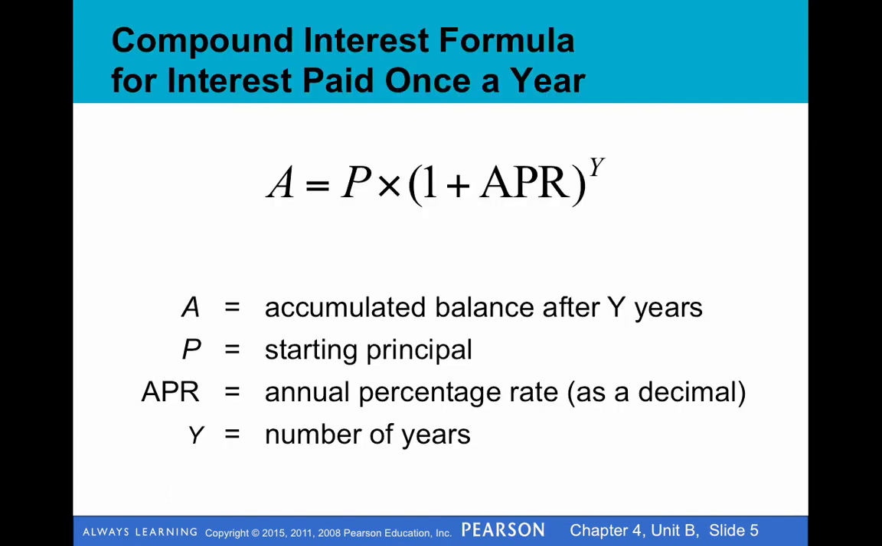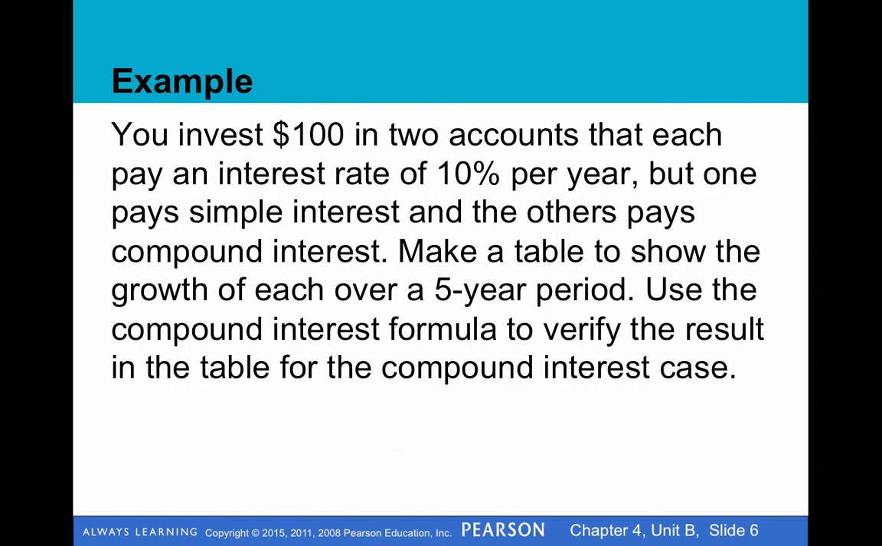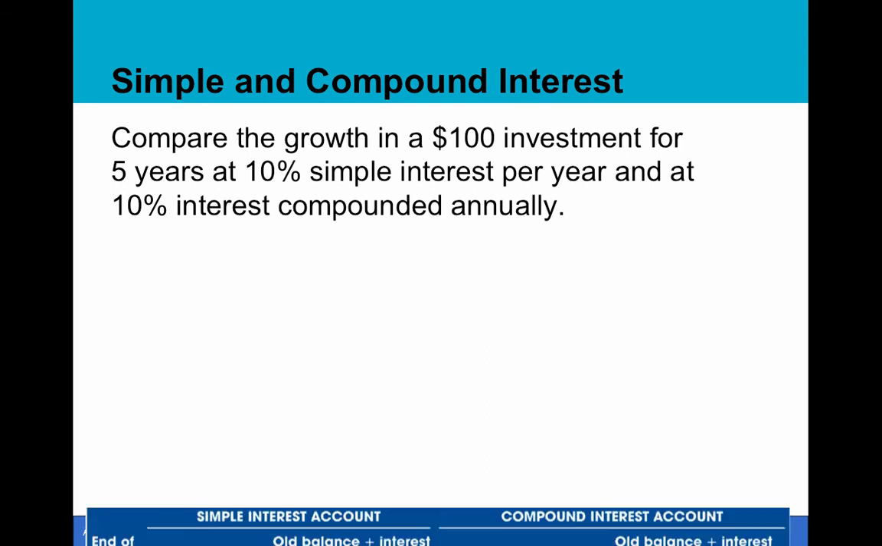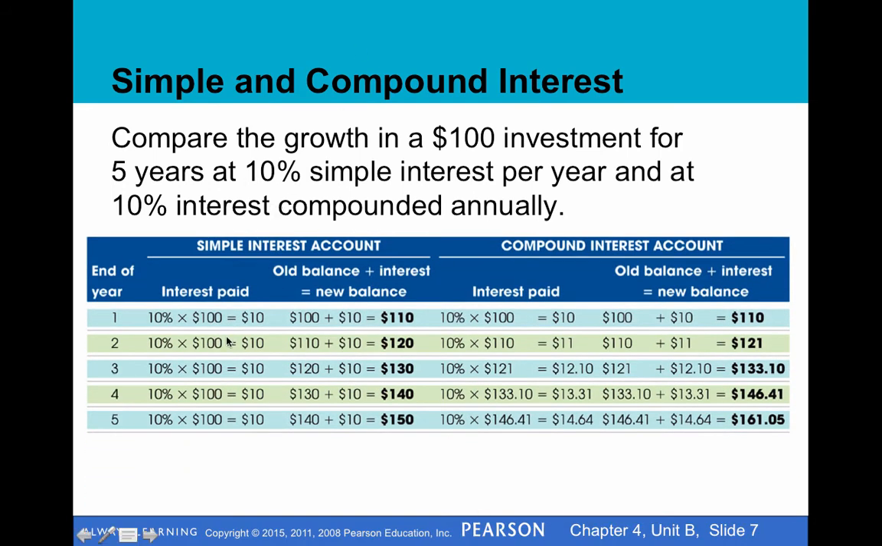So here's our formula. If we pay interest once a year, let's say we invest $100, and it'll be really easy to see the percent interest. Once again, one is 10% per year simple interest, and one is 10% per year compound interest over a 5-year period. And we'll make a table to show these growing accounts. So here's the account on the left, simple interest. What they do is they take 10% of the principal, which is $100, that's $10. So we add $10 each time. You can see it going up by 10 each time.